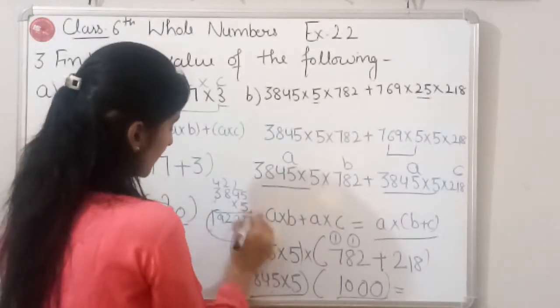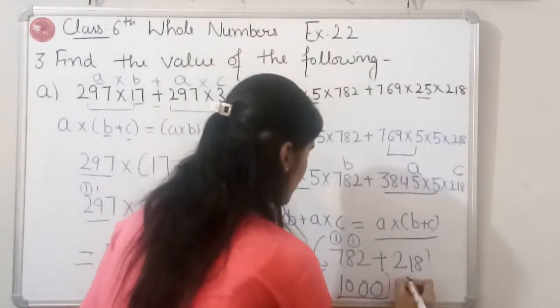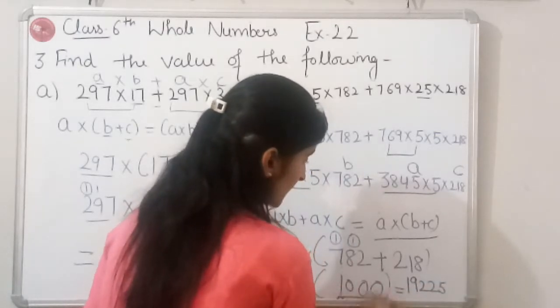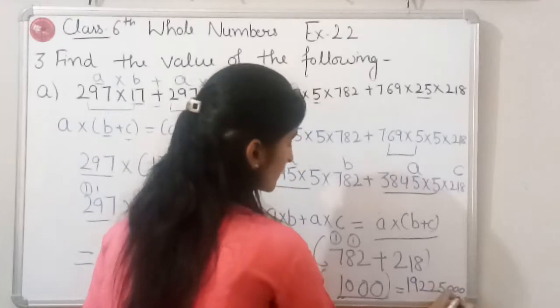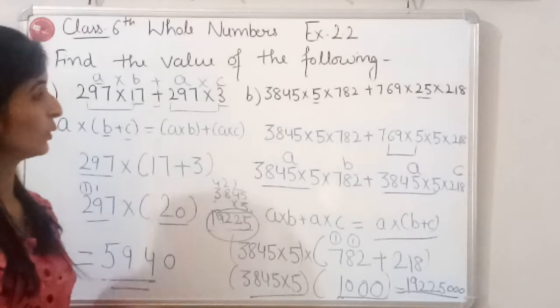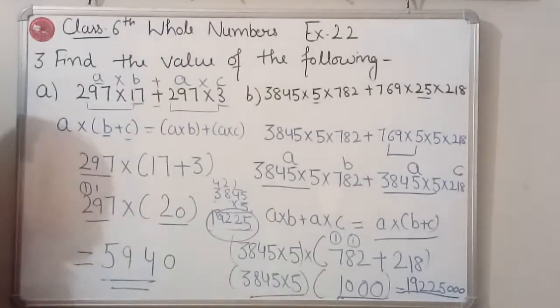Now we have to multiply this by 1000. So that will be equal to 19225 followed by zeros. How many zeros are there in 1000? 3 zeros. Fine, so this will be our answer. In these kinds of questions, we just have to use our distributive property. You should just know what the distributive property is, then it will be easy for you to solve these kinds of questions. Children, I have done 2 parts. The rest of the 2 parts you have to try to do yourself.